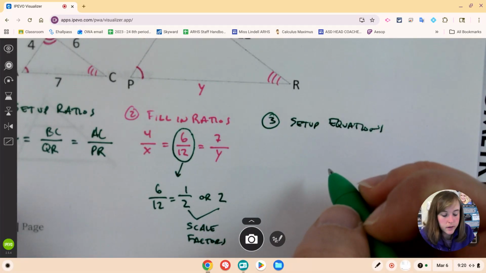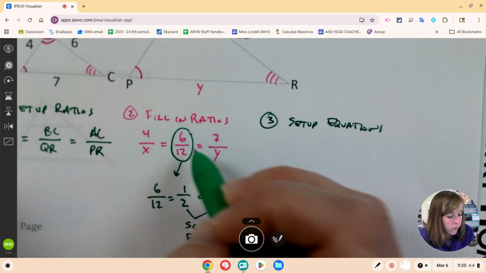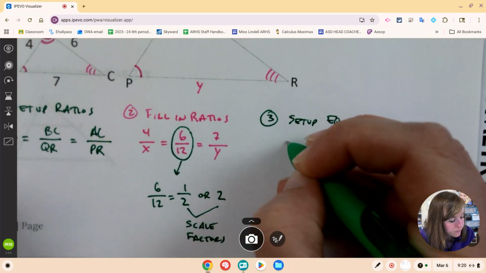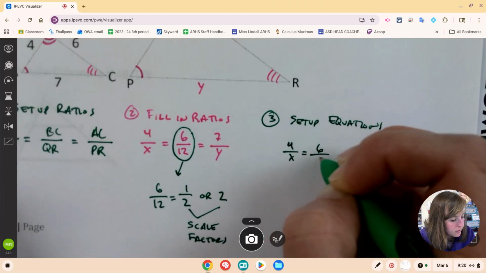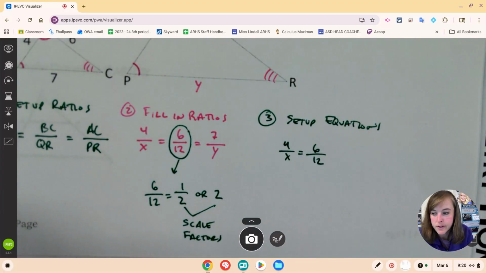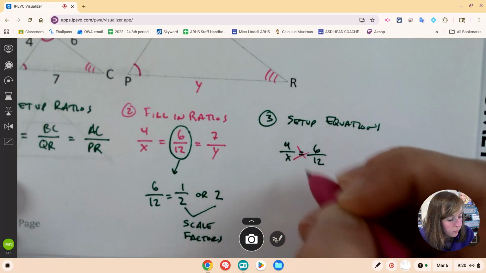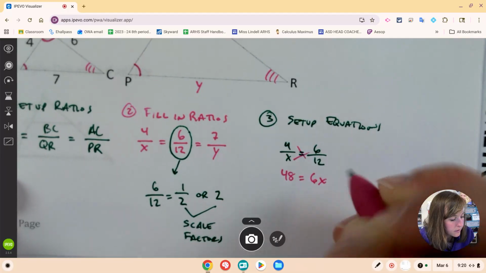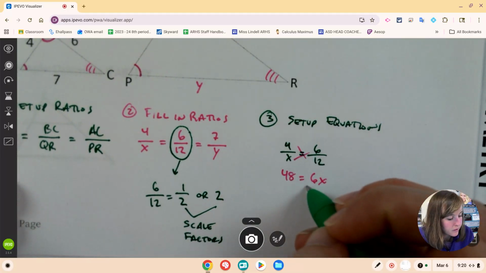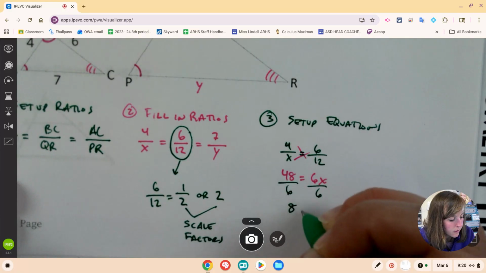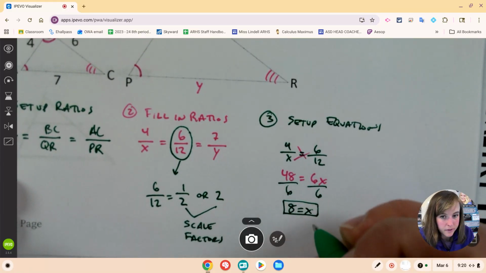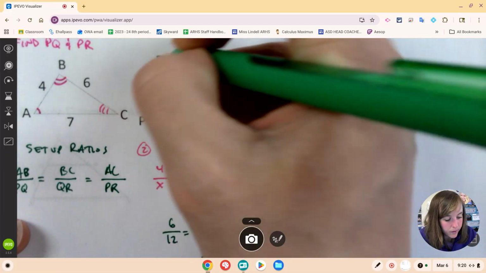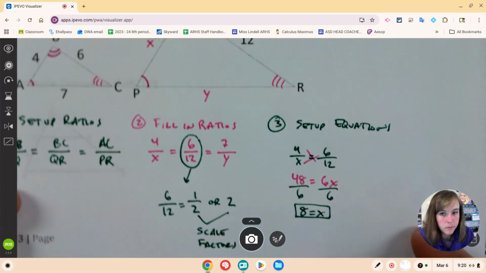All right, the equation that we're going to set up, we're going to take 4 over x and set it equal to 6 over 12. So we're just going to pull off this one to start with. And we'll solve that equation. 4 times 12, x times 6, divide 6 on both sides, and we get that x is 8. So the question that we were asked to answer, though, since x is 8, PQ is 8, is what we want to write.